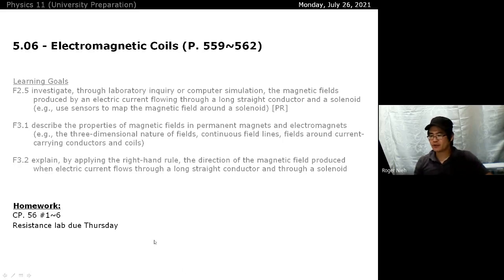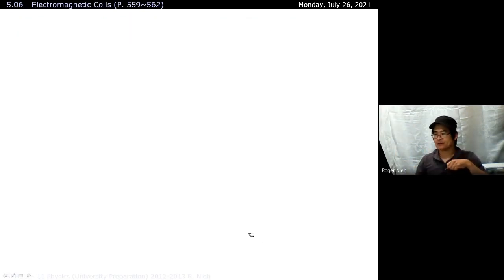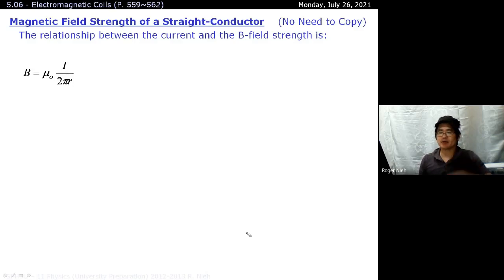Okay, so just for a bit of background, you don't need to copy this part down, but there is a mathematical equation in predicting the magnetic field intensity through a piece of wire. And the formula looks something like this. There's the formula: B is equal to mu naught times I over 2 pi r.